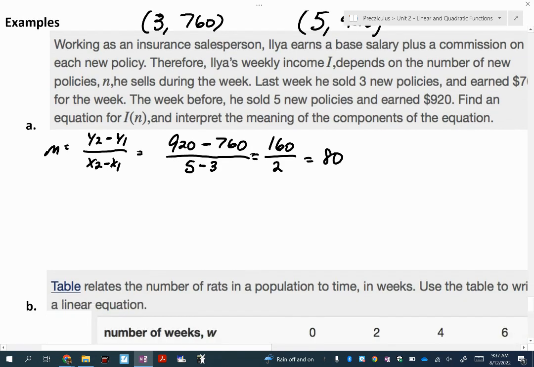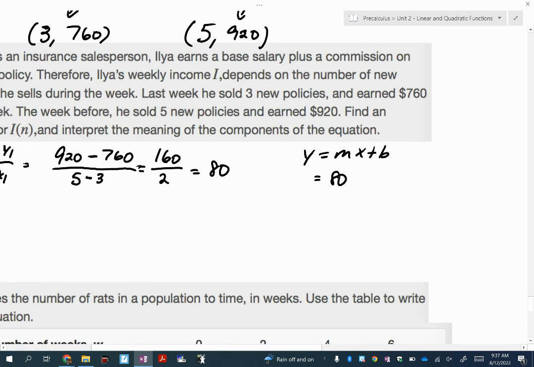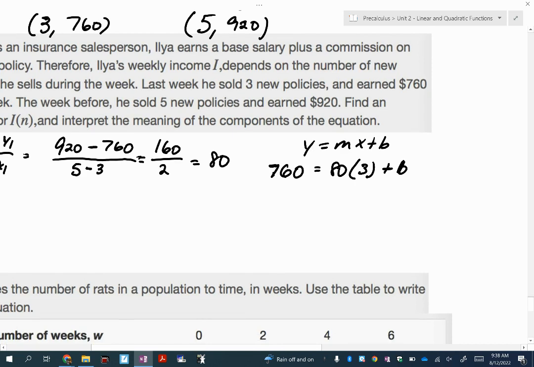But I actually want to show you a different way to do it. If I write down my slope intercept form, I know the slope is 80. And if I choose my first ordered pair, my x is 3. I don't know my y-intercept, that's what I'm solving. And I know that he made $760. So I have an equation with one unknown. I can go ahead and solve for this unknown, letter b. So that's 760 equals 240 plus b. So b equals, what's that, 520, I think?